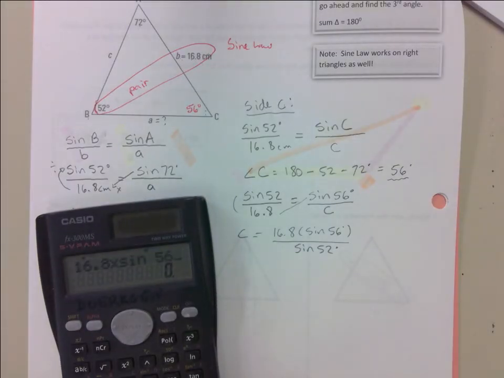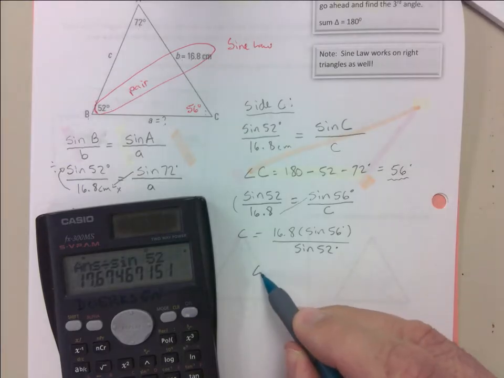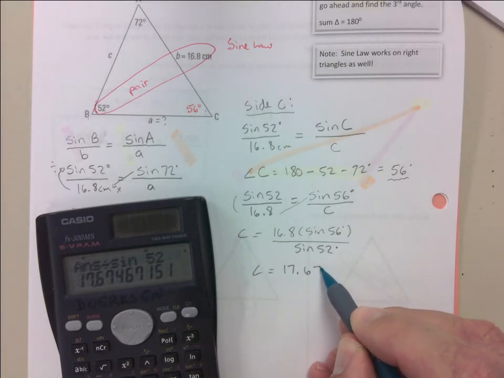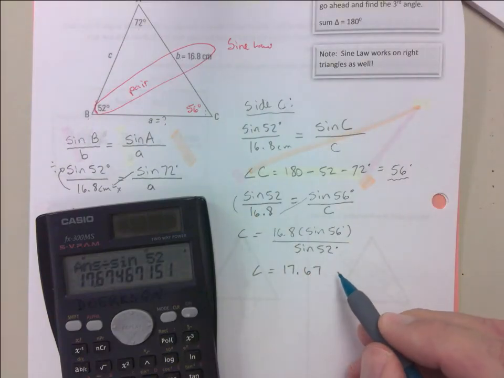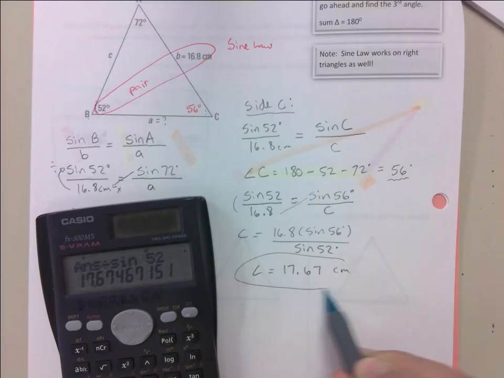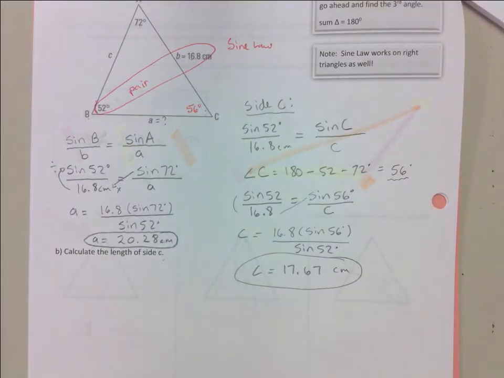And here's where you need to have units. So if it's a side length, then it'll be the same as we were given, so that'd be centimeters. And there you have it. Does sine law work on right triangles, guys? The answer is yes. Sine law works as long as you have a pair, you can use it on right triangles, on oblique triangles, any kind of triangle. Okay? It works.